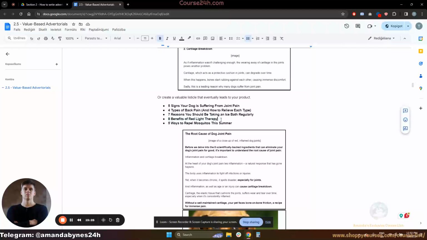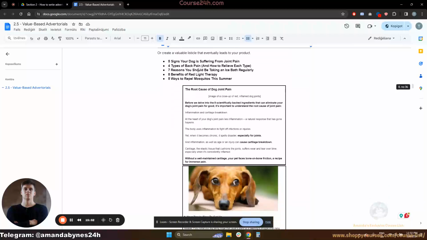you can try a specific angle. Maybe like it helps with skin problems, hair loss, pain, and then you could say, hey, here's how this shiny torch can, or like here are 8 benefits, 8 ways or 8 reasons why this shiny torch can help you stop your hair loss or help you relieve your pain, or 5 ways to repel mosquitoes this summer. And yeah, as one of the ways you can introduce your product.